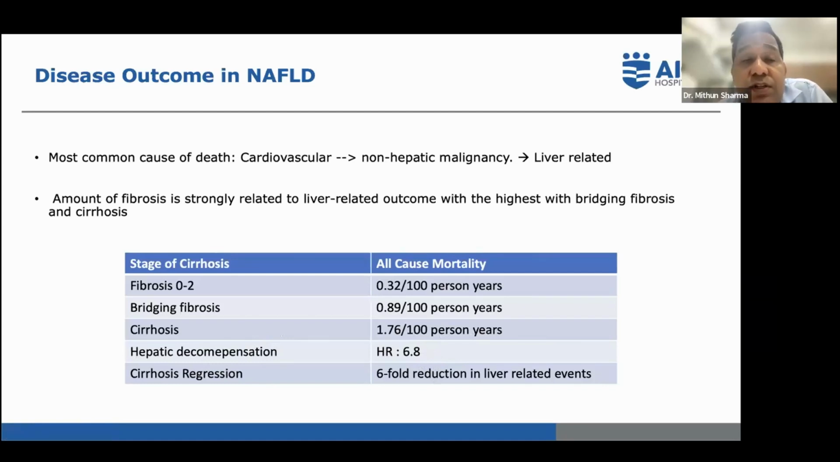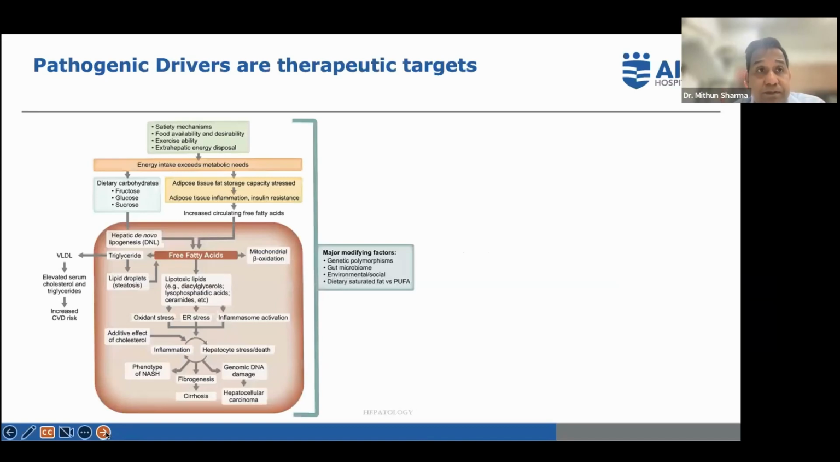However, there's now a new terminology which is very much in use, called recompensation, or in some cases we even see a regression of fibrosis. So if there's a regression of cirrhosis, this is associated with a 6-fold reduction in liver-related events.